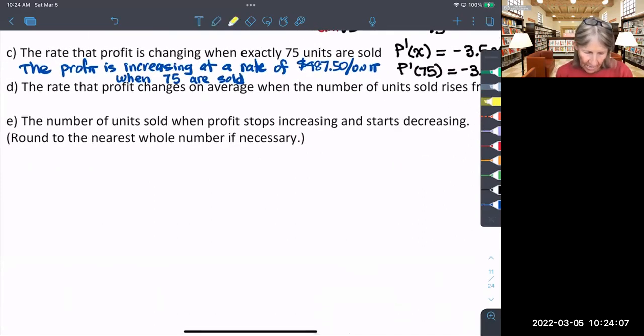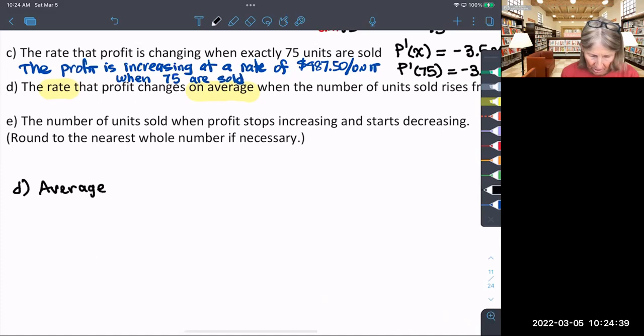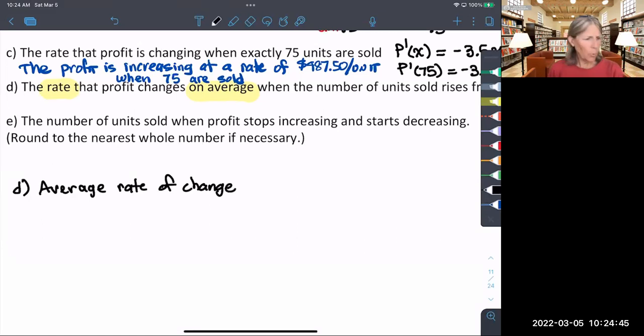but they say get the rate that the profit is changing on average. This is different. This is an average rate of change. This is just a good old-fashioned slope, not a derivative, because a derivative is an instant rate of change. So for part D, we need to just do a regular old slope on this thing, average rate of change. Okay, so let me bring this down here. So what we're looking for here is the average rate of change. This is what we did back in, section 1.3, I want to say, just finding the slope.